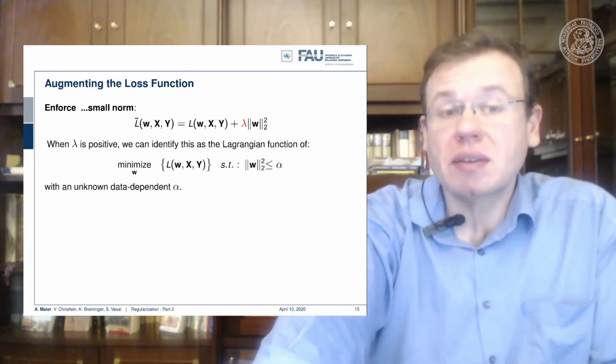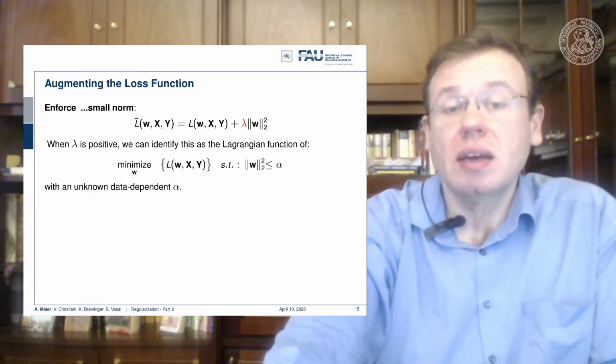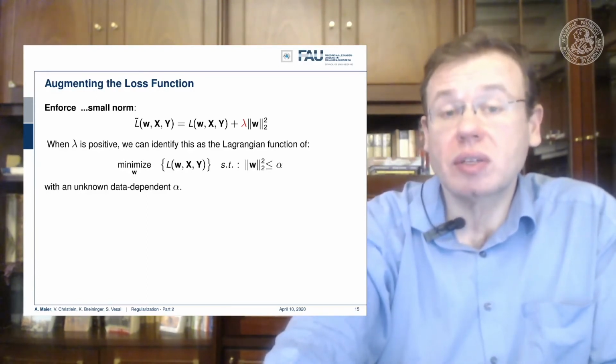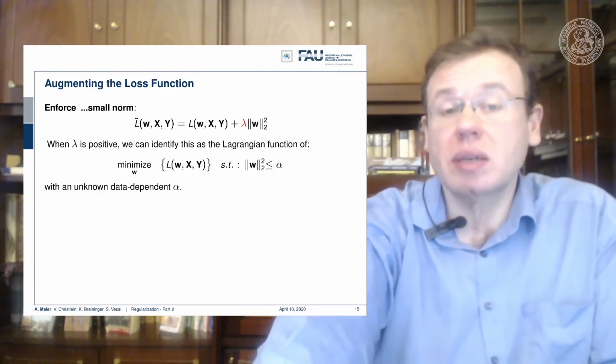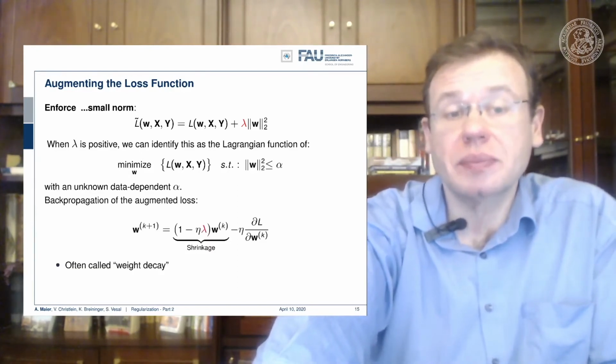Now with a positive lambda, we can identify this, by the way, as the Lagrangian function of minimizing the loss function subject to the constraint that the norm of w is smaller than alpha, with some unknown data-dependent alpha. So this is exactly the same formulation.